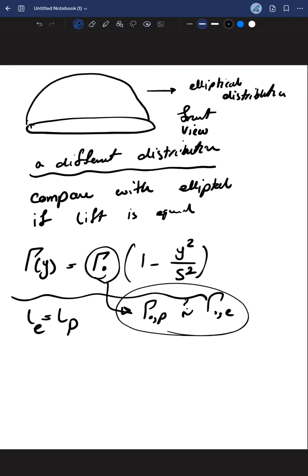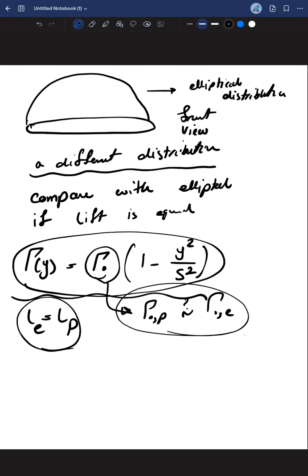Okay, then you should do the same thing for the induced velocity. Also, you will be given a distribution. You will be told that lifts are equal. You just have to follow the procedure of problem 1 to get to the final answer.